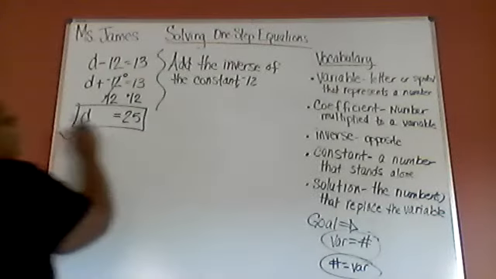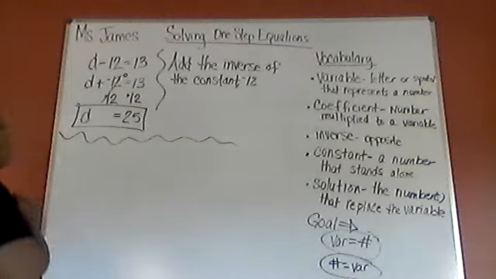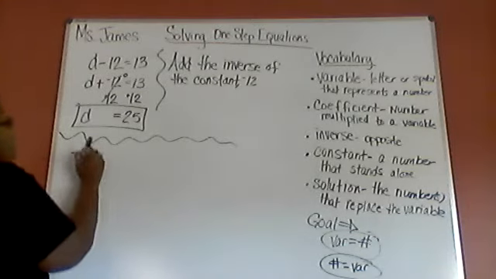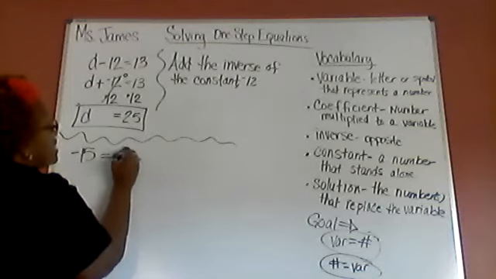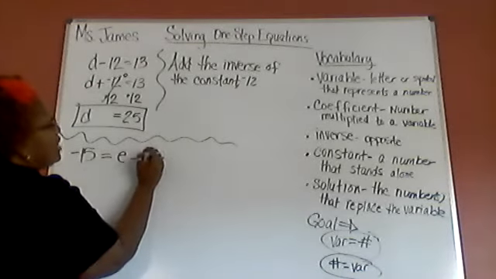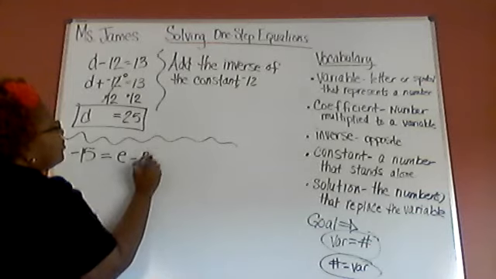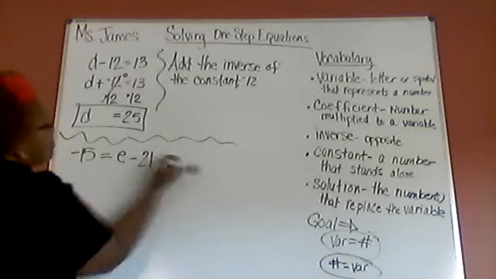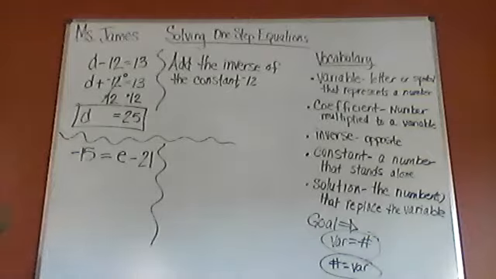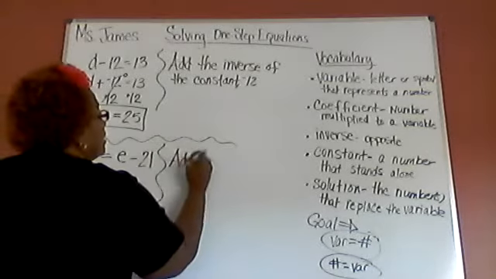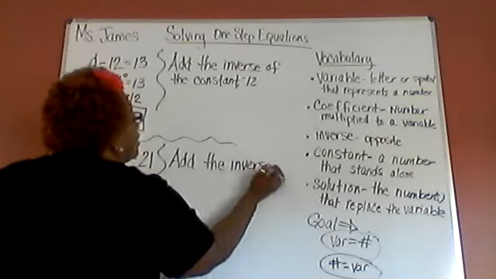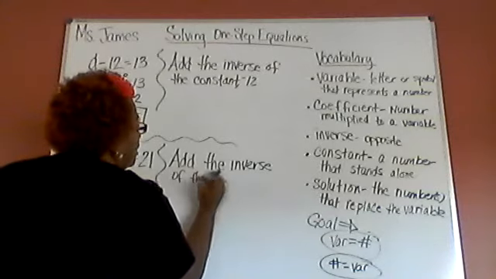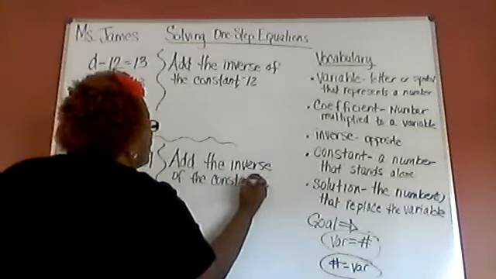Okay? I want to show you something. So we have a problem like this: negative 15 is equal to e minus 10. Well, no, let's not do 10. Let's do 21. Okay? Same step. Add the inverse of the constant. Add the inverse of the constant. Add the inverse of the constant.